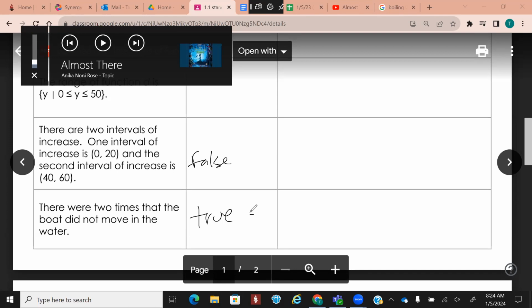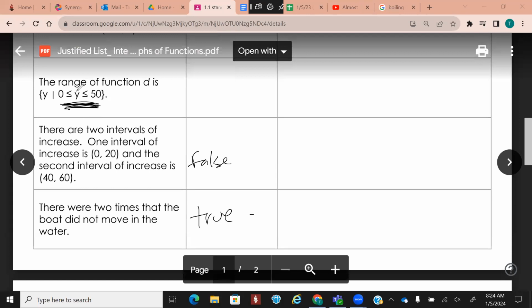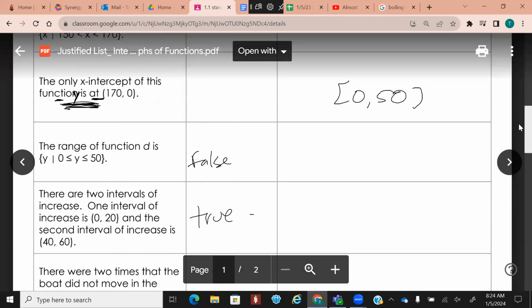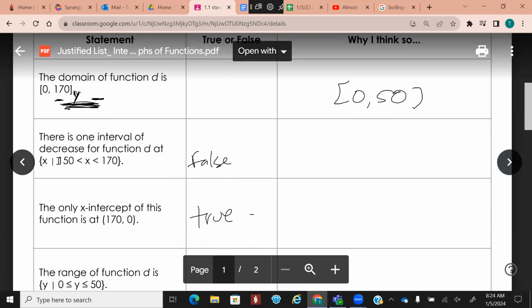Did everybody understand this notation right here? No? Okay, so this is the same thing as saying 0 to 50. Those are the same things. So you have whatever values in between, that's your y values. And we're saying this is the lowest, and this is the highest. That's all that's saying. Is there another one that was tricky? Same thing with this one. It's talking about the x values. This is your left to your right.